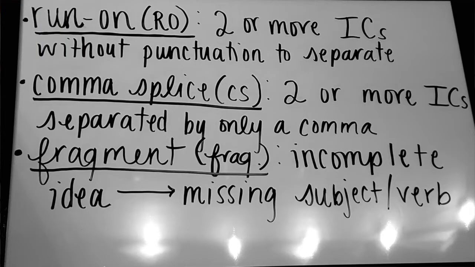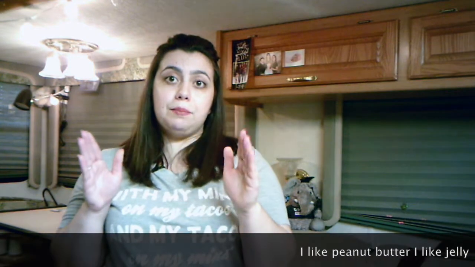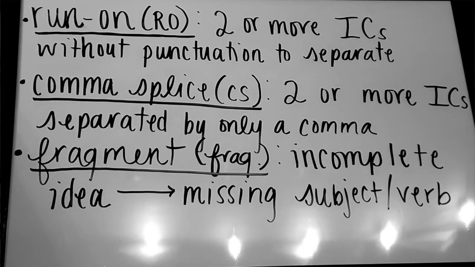Now, comes the errors that we're going to tackle. We've got run-ons, comma splices, and fragments. Now, what are these? Simply, they are just grammatical errors that we need to fix. So we've got a run-on, and basically it is two or more independent clauses that have no punctuation at all to separate. So if I were to say, I like peanut butter I like jelly, there's no separation in between. Okay. Comma splices. Now, it's the same thing, except we've got a comma there, right? Two or more independent clauses that are separated by only a comma. That is also a grammatical mistake.